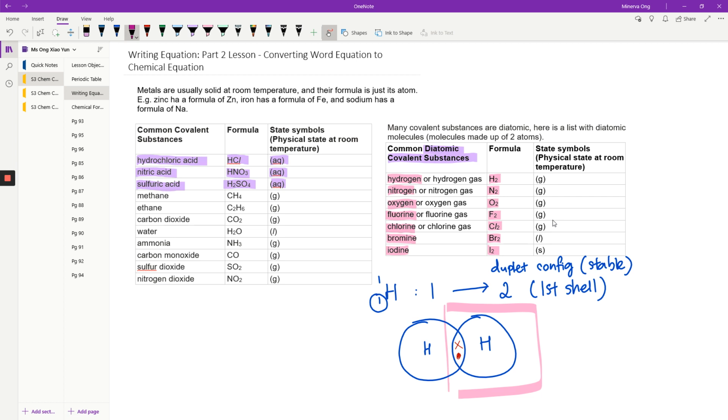One thing to take note of is that halogens are pretty special. They react with water. So they are able to form aqueous state when they react with water. So in the case where they are reactants in a solution, we can sometimes write it as aq. Okay, so let's move on.